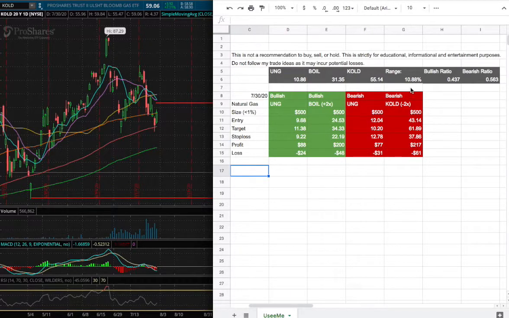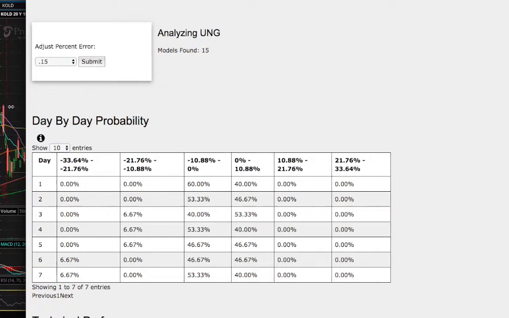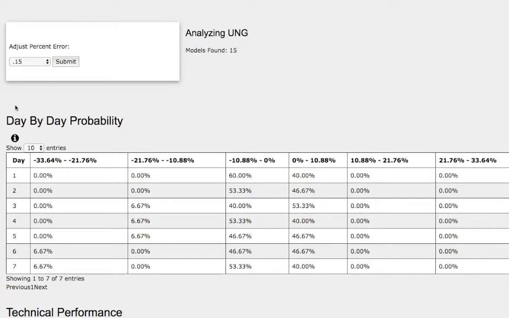So how did I develop these trade ideas? The ranges in bullish and bearish ratios come from the day-by-day probability model of UNG, which is the underlying asset for COLD and BOIL. As we progress to the 5th day, we have, say, a 47% chance for natural gas to fall between 0 to negative 11%, and a 7% chance to fall between negative 11% to negative 22%. And to the upside, a 47% chance to climb between 0 to 11%.